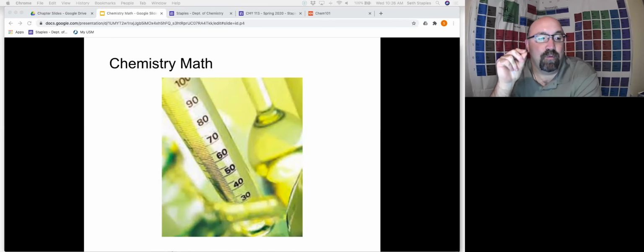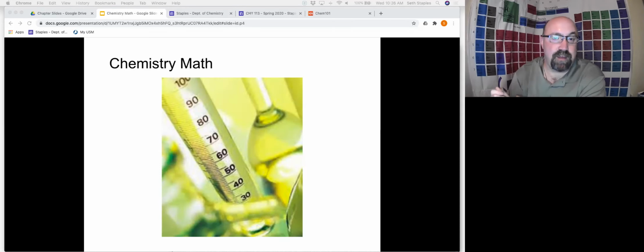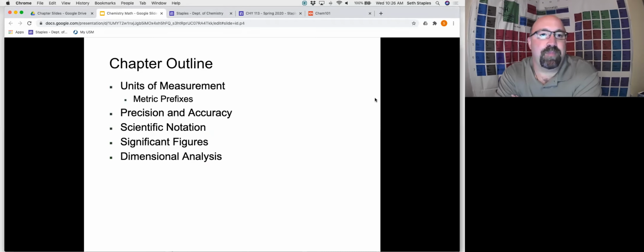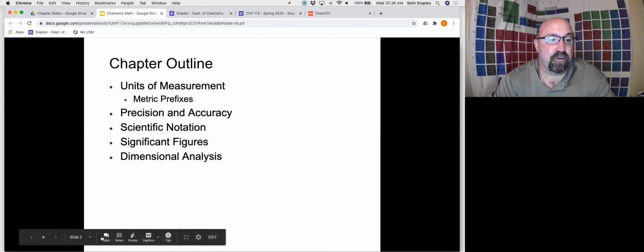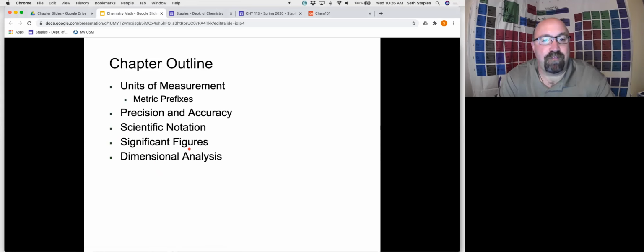And we also need to know how to deal with very, very large and very, very small numbers. And so that's what we're going to be talking about today. We're going to look at things like units of measurement and what units look like. We're going to talk about metric prefixes quite a bit because that will be a big thing that we have to deal with and work with all semester. We'll look at the differences between precision and accuracy, scientific notation, something called significant figures, which might be new for many of you. And then finally, we'll look at a problem-solving tool known as dimensional analysis, which is an incredible tool that I highly recommend that you try to master.